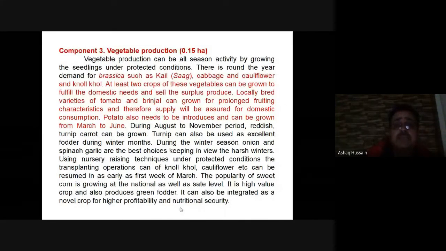Then saag, that is greens, is a brassica species. Nadru is highly preferred in Kashmir Valley throughout the year. Then cauliflower and cabbage can also be produced in the vegetable unit, and this type of vegetable can be supplied for family use, as well as the surplus can be supplied to the market for generating additional income and profitability, nutritional security, as well as employment security for the farmers.